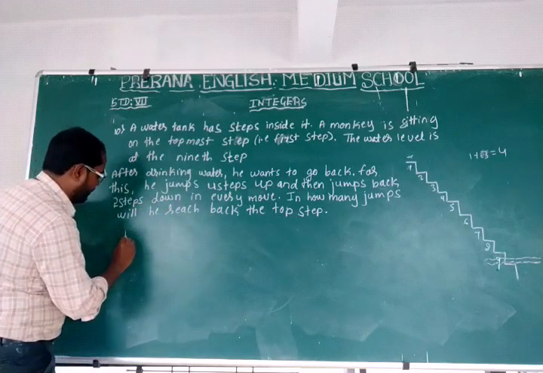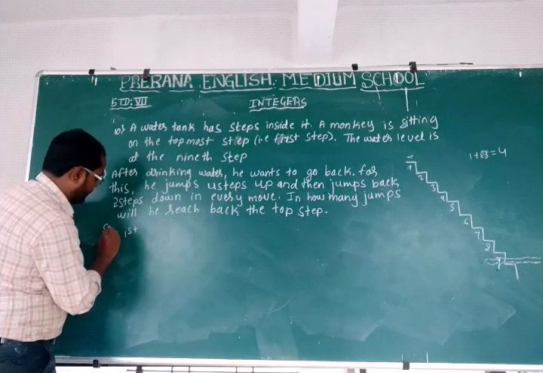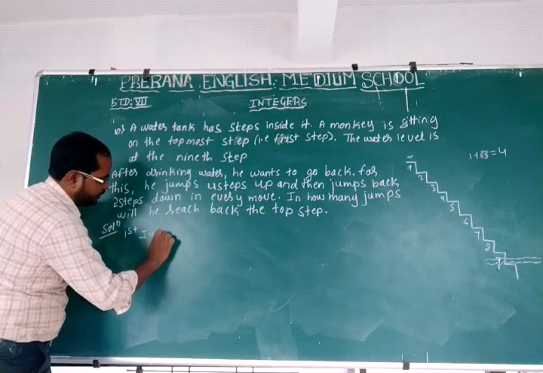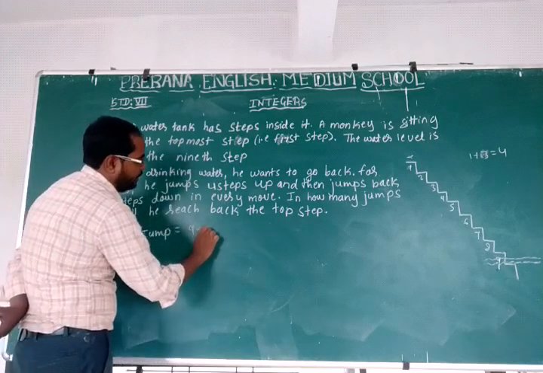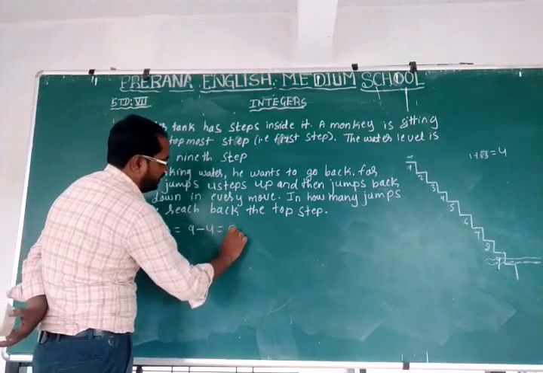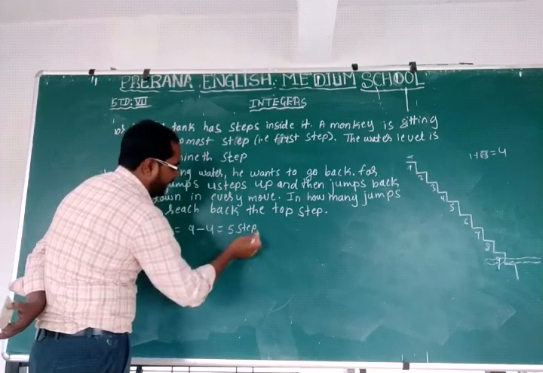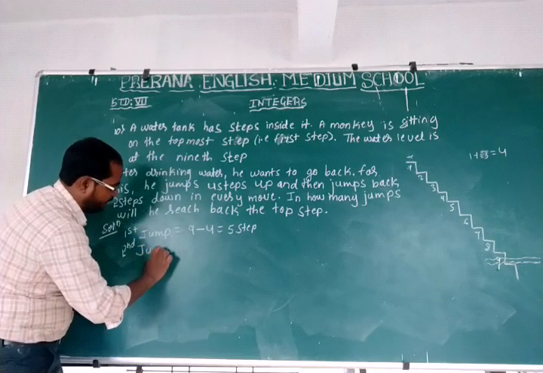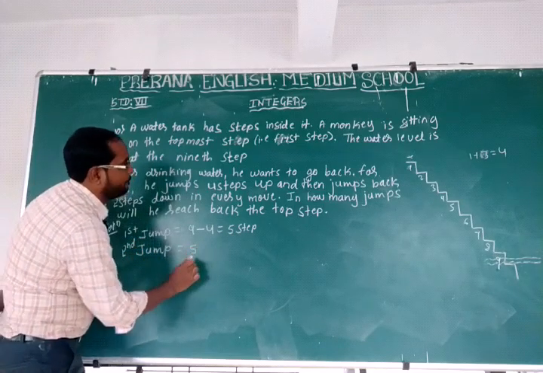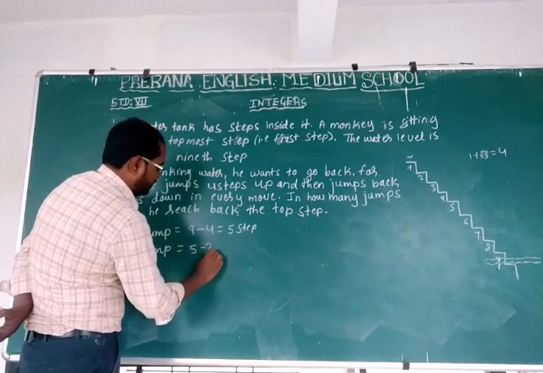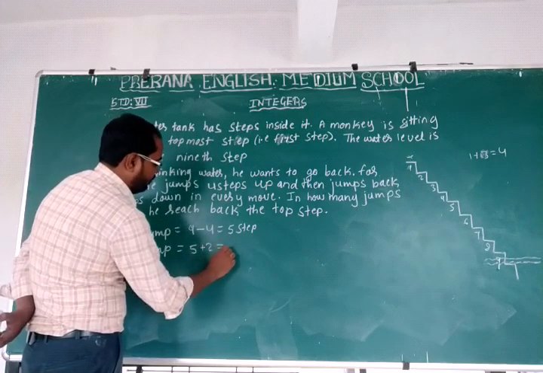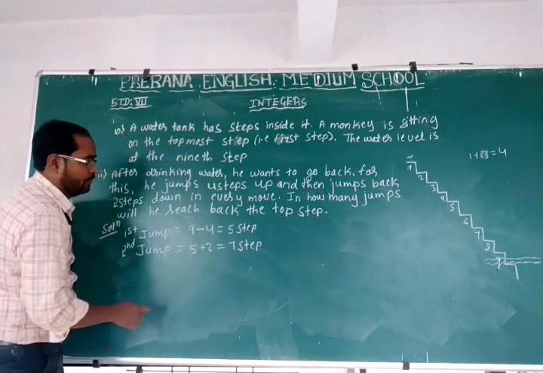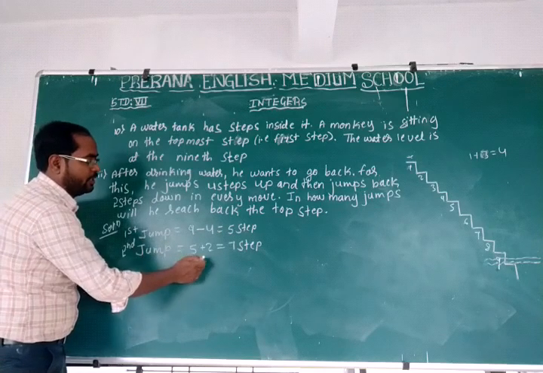So therefore, first jump. Okay, the solution of it. So first jump will be 9 minus 4. So it will reach the 5th step. Again from 5th step it will jump back 2 steps back. That is 5 plus 2 will be 7th step. It reaches the 7th step. There you subtracted, here you have to add.